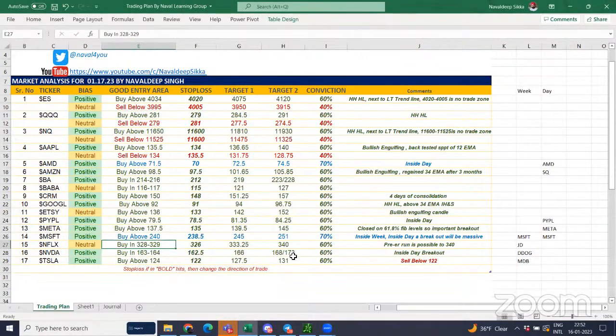So Friday we wanted 168, so we have 168. So 168 should act as a support, a stop loss. 173 and 180 are the targets. Buy in the range 168 to 170.